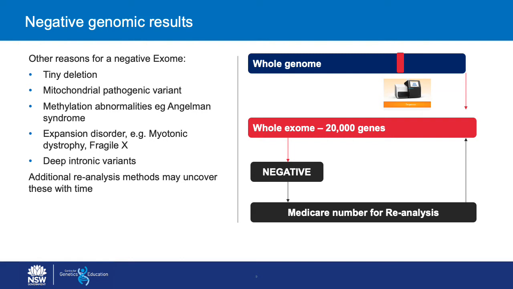Additional reanalysis is covered by a Medicare item number at an interval of 2 years. Gene discovery and improved methodology may uncover these genetic causes with time.